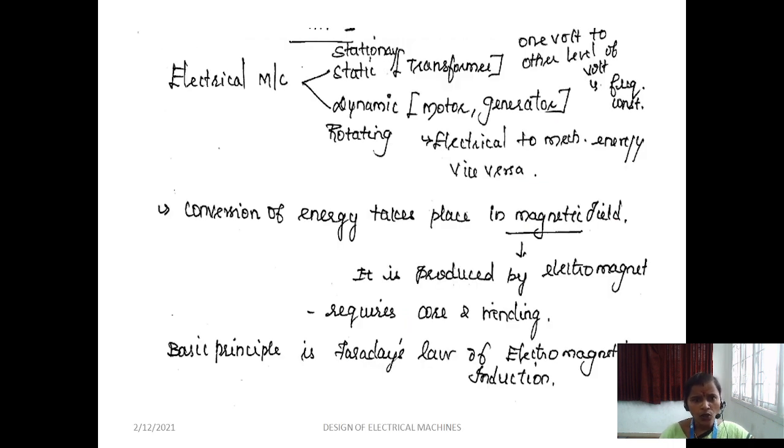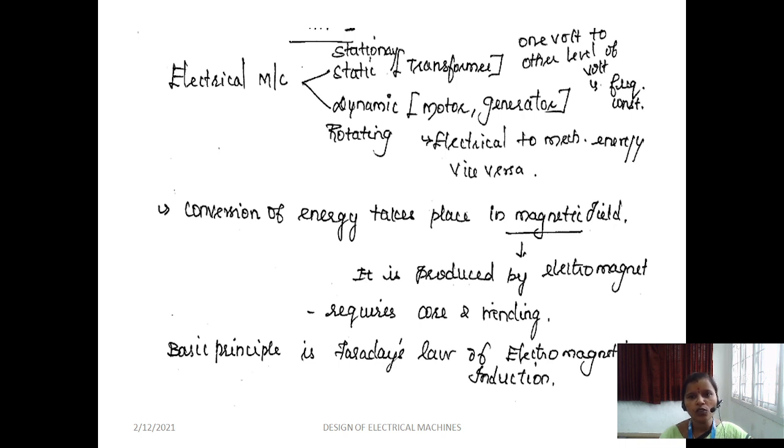First, you want to know what an electrical machine is, and its classification, which can be termed stationary and dynamic. It can also be called static and dynamic, or rotating. The example that falls under the static category is the transformer, and the machines that fall under the dynamic category are the motor and generator.